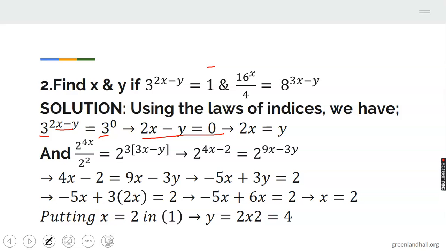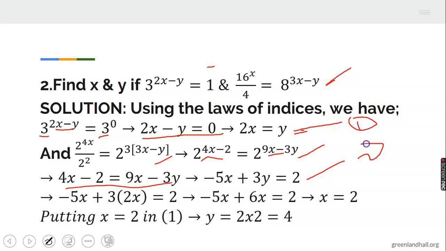That means equating coefficients. I can make 2x the subject. So 2x equals y. That is, y is equal to 2x. Now simplifying the second one here, I will have this. Then I will have this one. So from here now, these two coefficients, I will equate them together. Then here I will have this one as the final equation. This will be the second equation. This is the first one, equation 1. This will be equation 2.